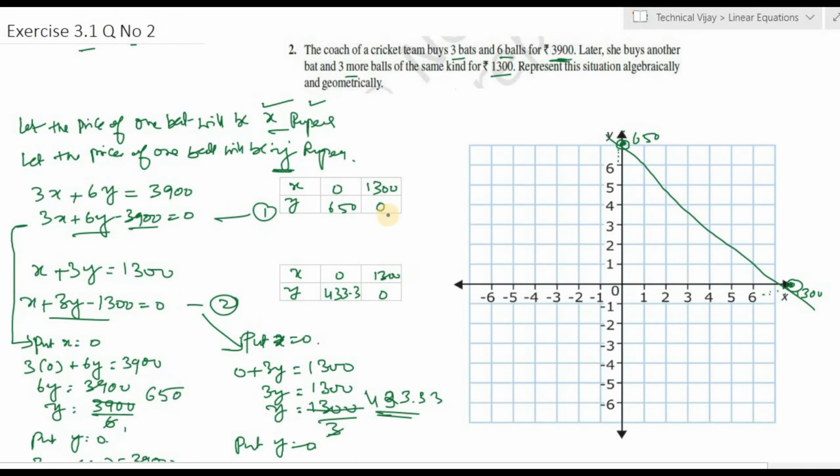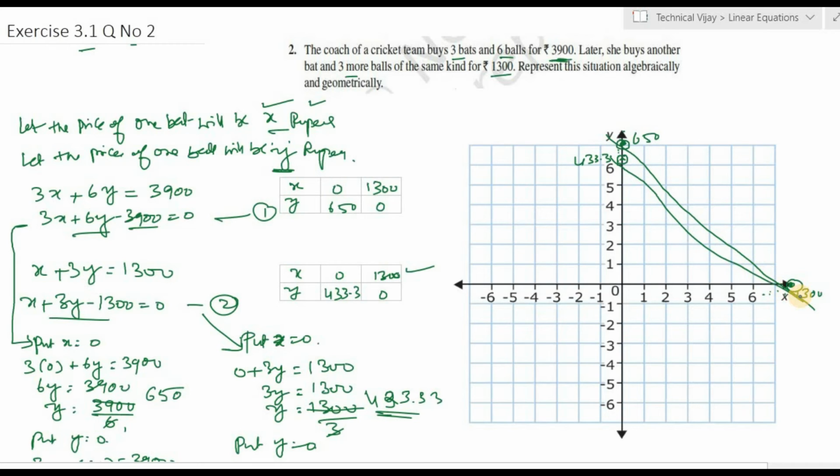So now for this equation, this is 1300. Okay, so x equal to 0, y value is 433. So up to this, maybe 433 here, we will consider 433.3. Now y value will be 0, this is one point. Next, 1300 in the x direction, this is the point, and y will be 0 only. So this point to this point, this line we have to join.